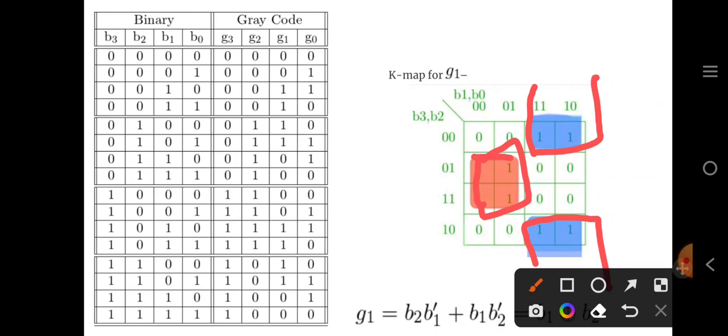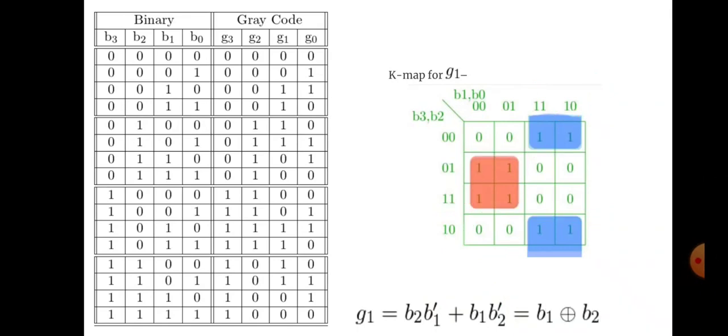So for this group, it will be B2 B1 bar, as the first bit represents B1 and it is 0, so B1 bar, and on this side it is 1 for B2, so B2 B1 bar. Now this group is represented by this product term. So it will be B1, this is B1, and B2 bar. Okay, so this is B2, the 0 number, B2 bar.